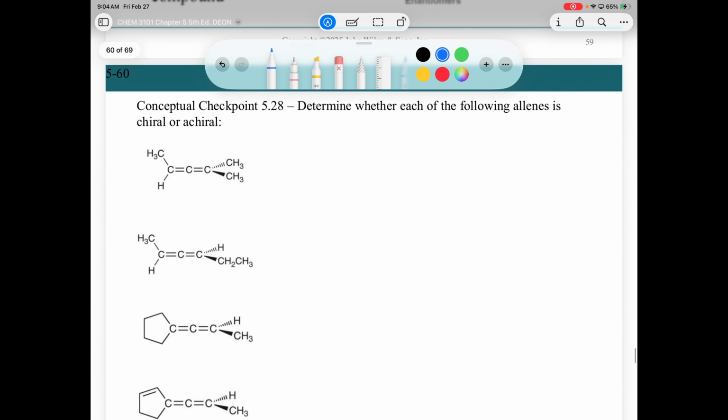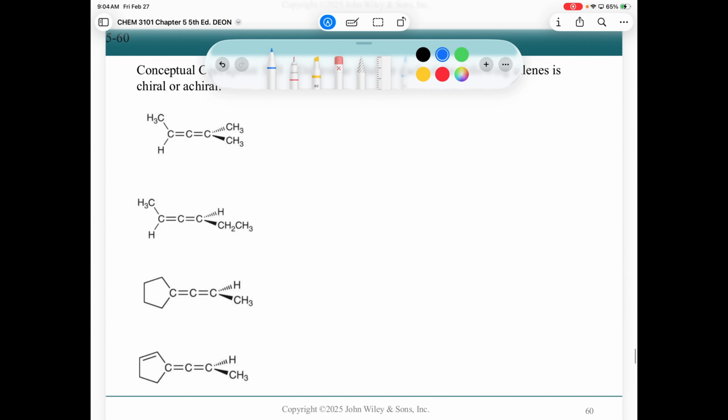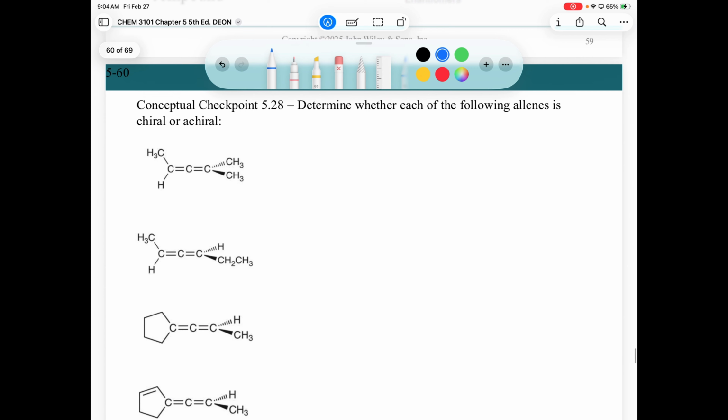Alrighty. So, based off of that, let's take a look at these molecules, these allenes, and all it's asking us is to determine whether they are chiral or achiral. So what we're looking for here is a plane of symmetry. And it's kind of hard for me to draw a plane of symmetry on some of these. You have to visualize it. But I'll just ask you guys, on the one on the top, is there a plane of symmetry in there?